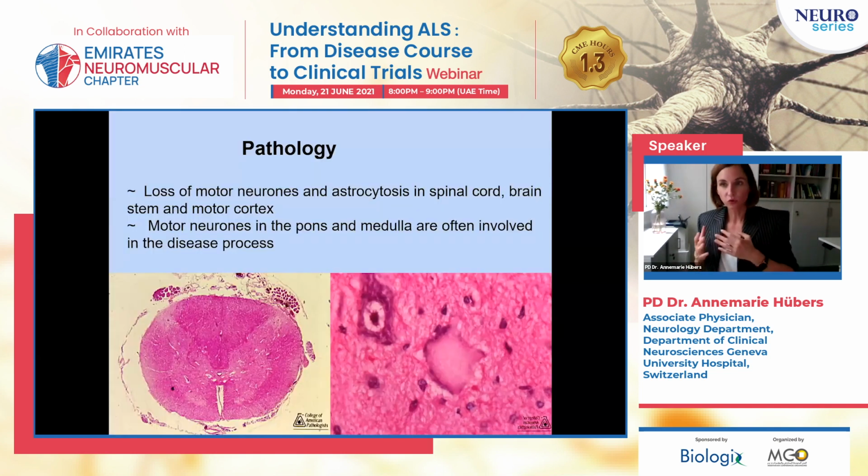On the neuropathological level, the disease is characterized by loss of motor neurons, obviously, but also astrocytosis, which is some kind of inflammation in spinal cord, brainstem, and motor cortex. And also motor neurons in the pons and medulla oblongata are frequently involved in the disease process, which leads to bulbar symptoms.